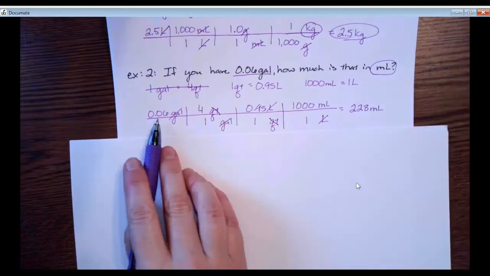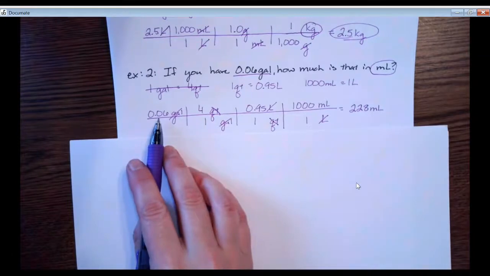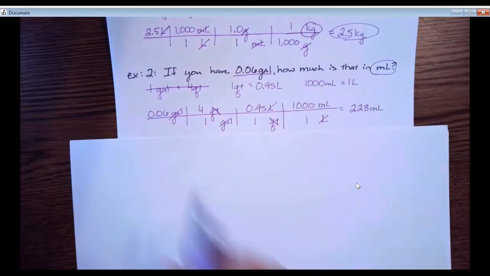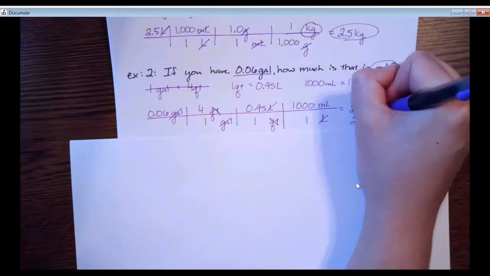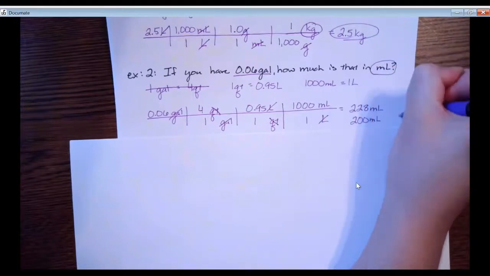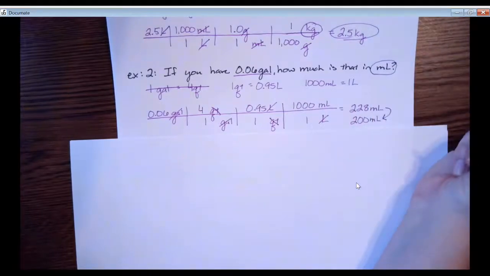Okay, but we need to go ahead and think about sig figs as our final step. So if we look here, we have only 1 sig fig because the leading zeros never count. So I need to go ahead and round my answer to just 1 sig fig. So that means I'm going to have about 200 milliliters if I have 0.06 gallons.